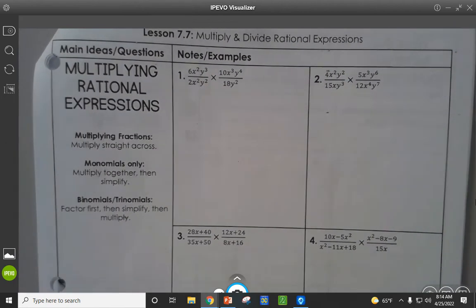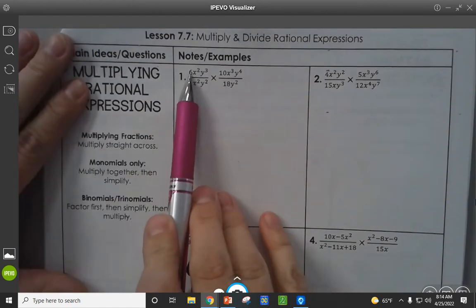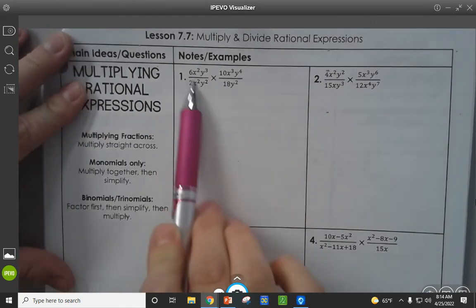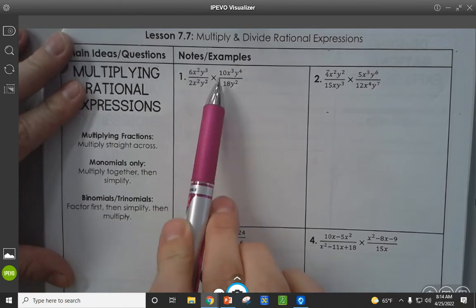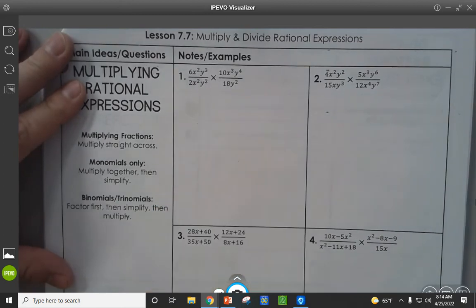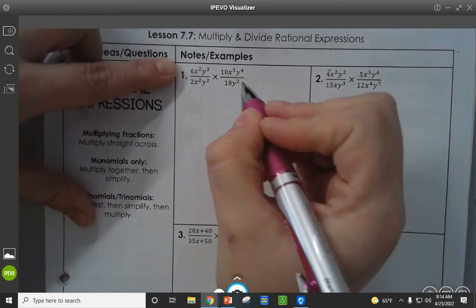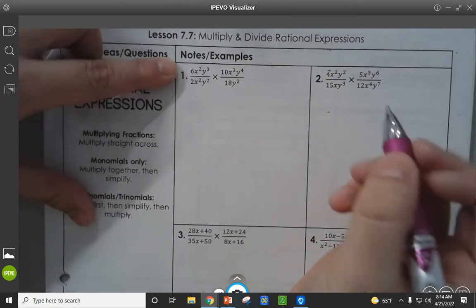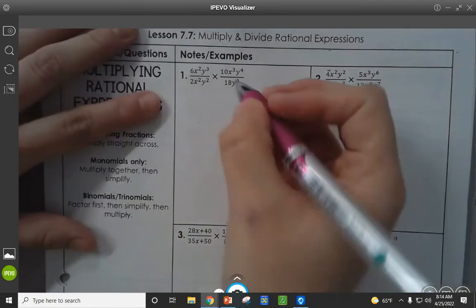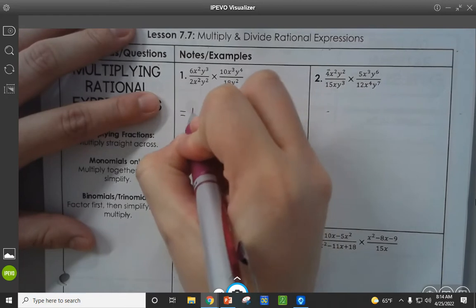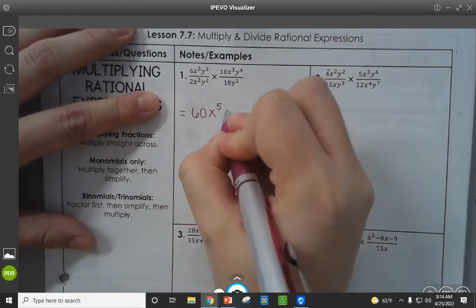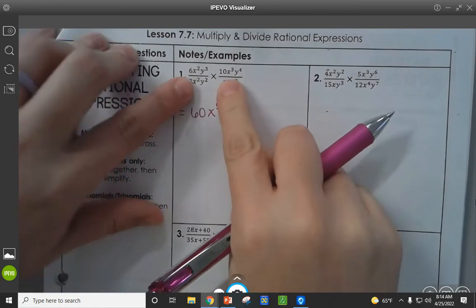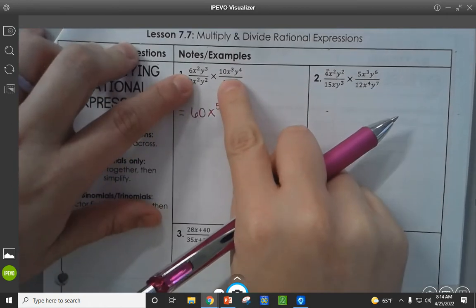So number 1, we're going to multiply the numerators because these are all monomials. So 6x squared y cubed times 10 x cubed y to the 4th. What is that numerator? 60x to the 5th, y to the 7th. Good. 6 times 10 is 60.